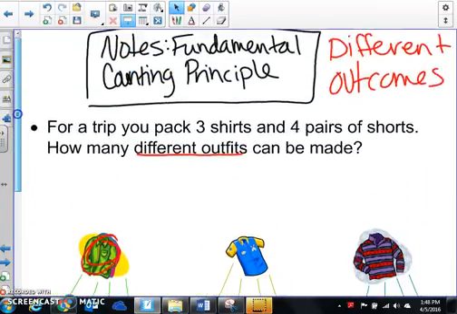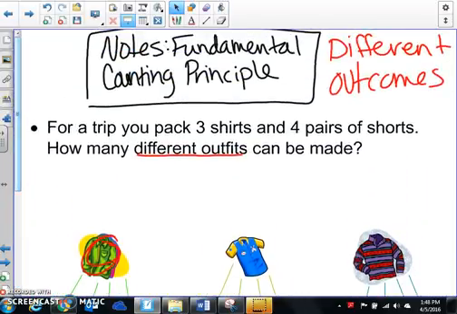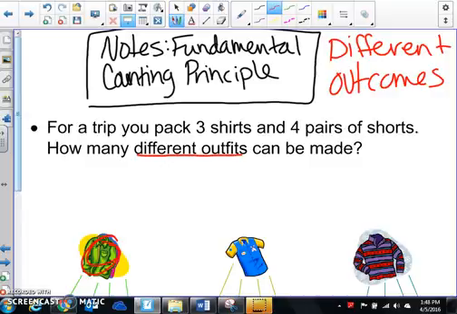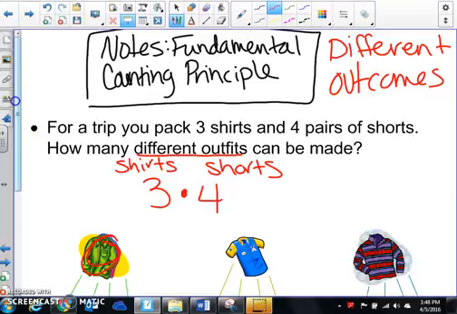The easier way is just to use the fundamental counting principle, which says that you take whatever it's talking about, multiply it by the other option, and that gives you all the different combinations. So for instance, we're talking about shirts and shorts. Once again, we're going to multiply. So I've got 3 shirts times 4 shorts. Therefore, I have 12 different outfits.